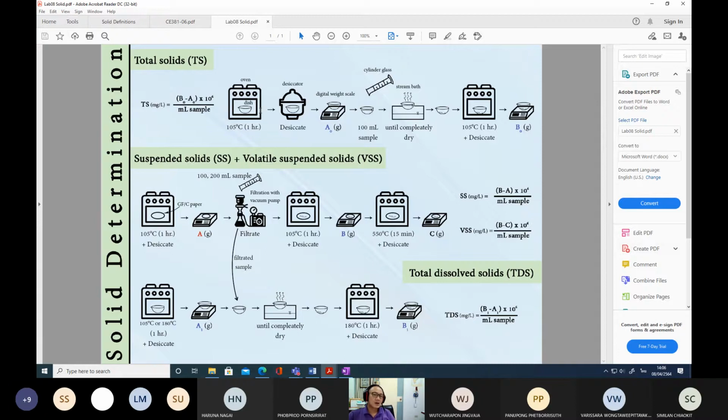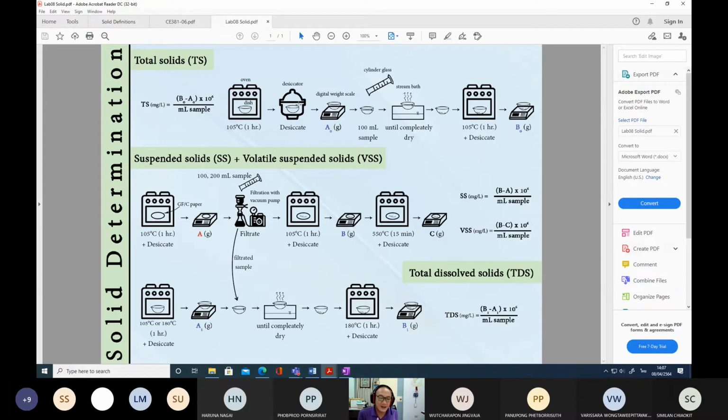Once it is complete, we bring it and leave it in the desiccator. A desiccator is a kind of closed chamber. Inside we put silica gel. Actually it's not gel, but beads. These silica beads help to absorb the moisture. So inside this desiccator there is not supposed to be any moisture present. The moisture content should be zero, okay?